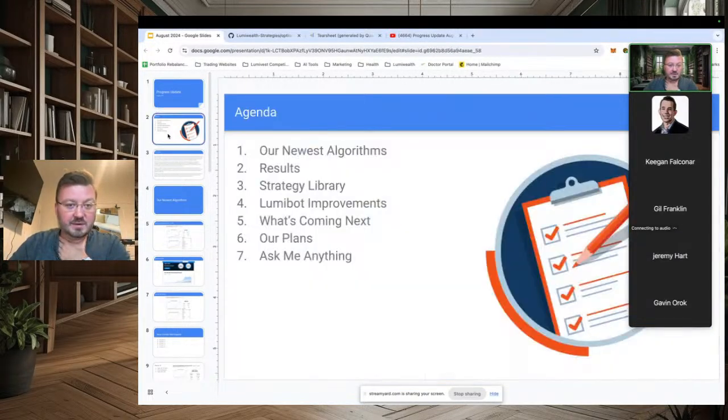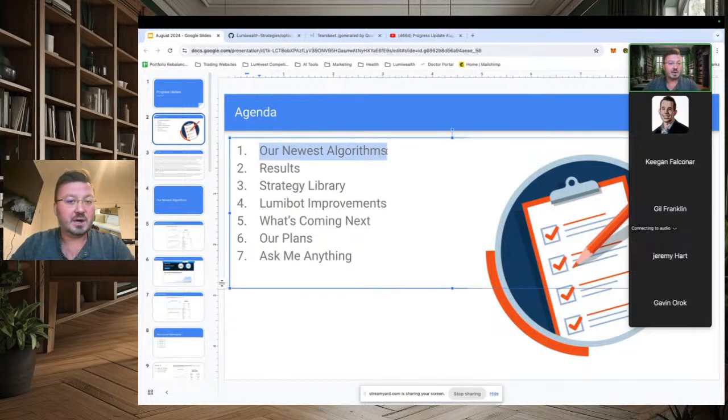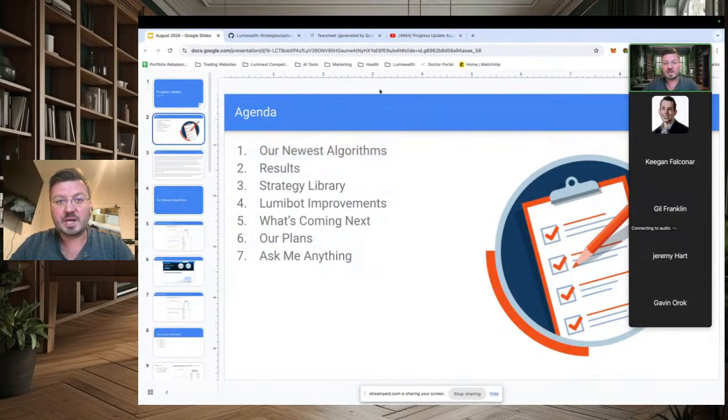So here's our agenda for today. I'm going to tell you about our newest algorithms, some of the new ones that we've created, especially the notable ones. We've created a lot of different things, but the ones that are more appealing and more enticing. We're going to show you some results of how we've been doing with these algorithms as well. We'll talk about our strategy library. We've made some improvements there. We'll talk about LumiBot for those of you that are developers, some of the new things that we've created with it. We have made a lot of improvements with it, so I'm going to share a couple of things there. Then we'll also talk about what's coming up next.